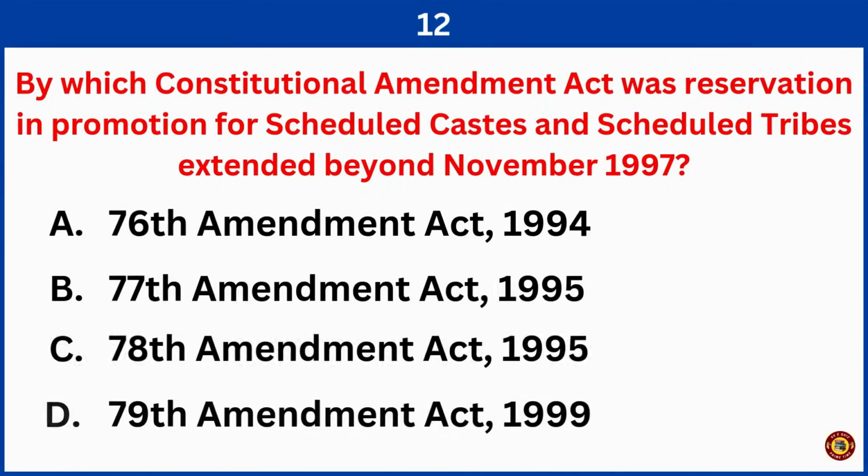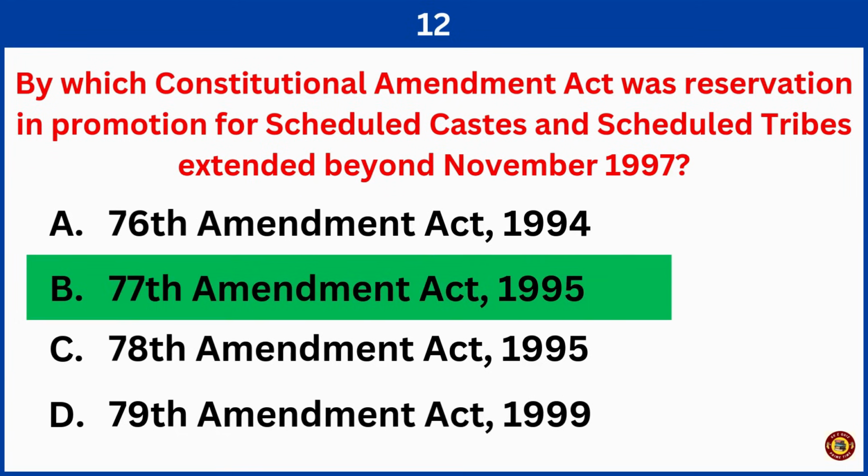By which Constitutional Amendment Act was reservation in promotion for scheduled castes and scheduled tribes extended beyond November 1997? Right answer is option B, 77th Amendment Act 1995.